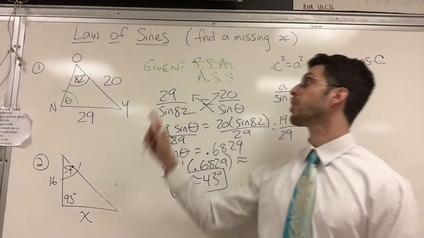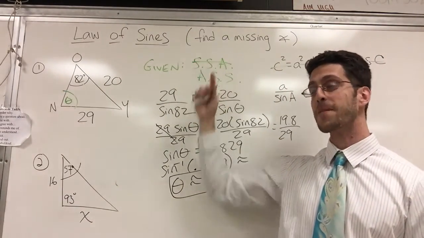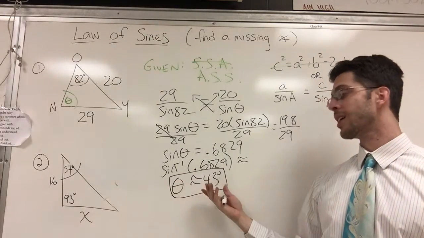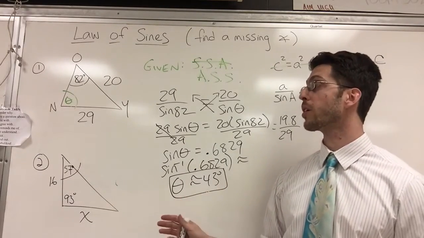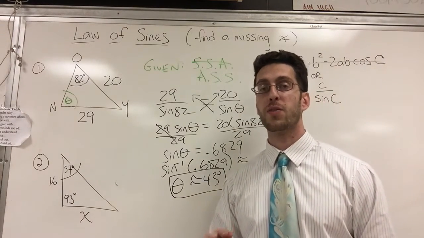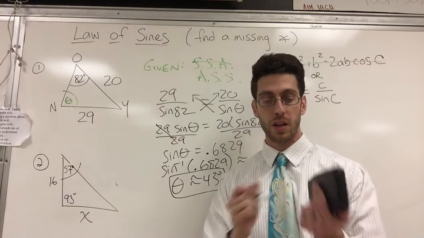That's it. So when you're given ASS or SSA, law of sines will help you find an angle. It gave me a nice angle here, so I'm not confused on whether it could be obtuse or acute or whatever. It could get confusing. Right now we're good.